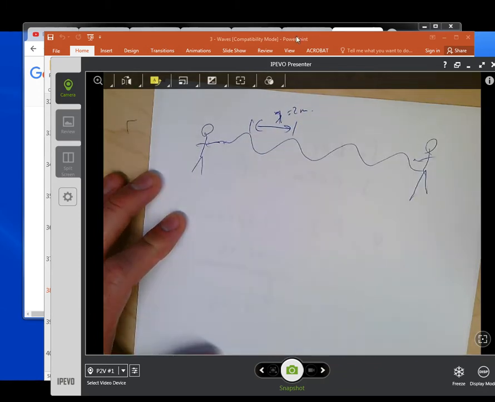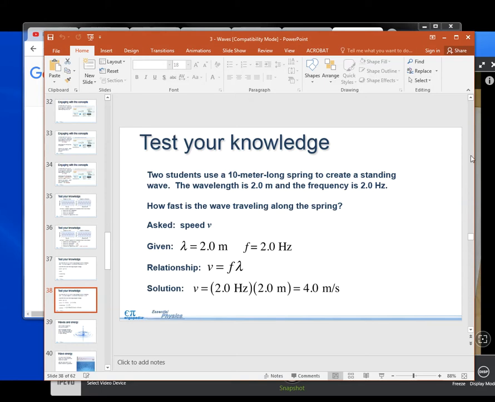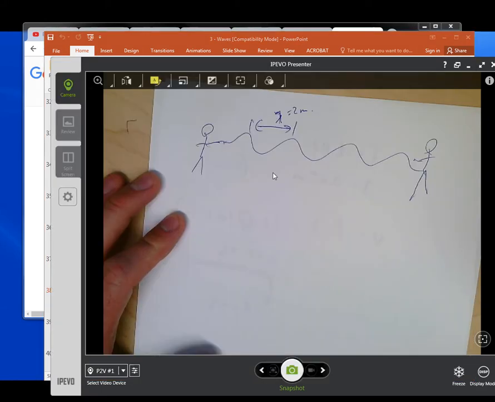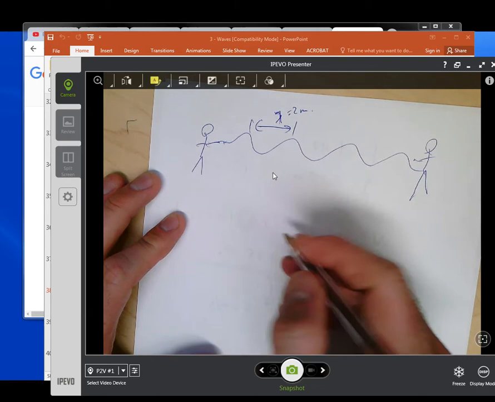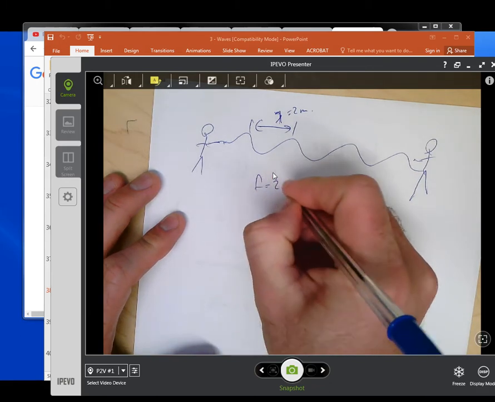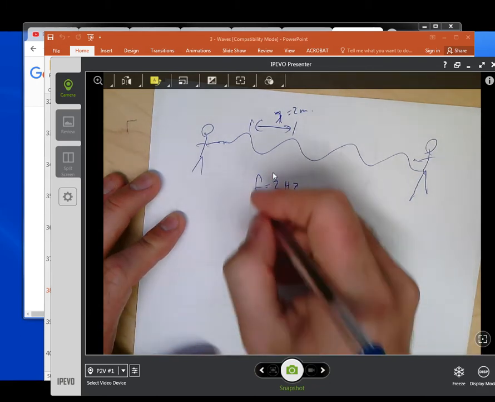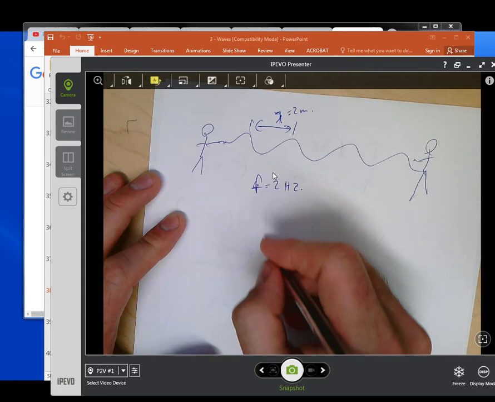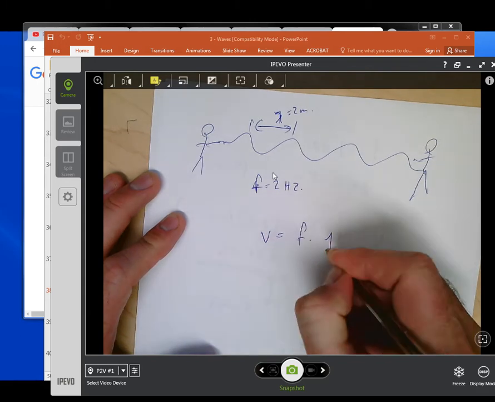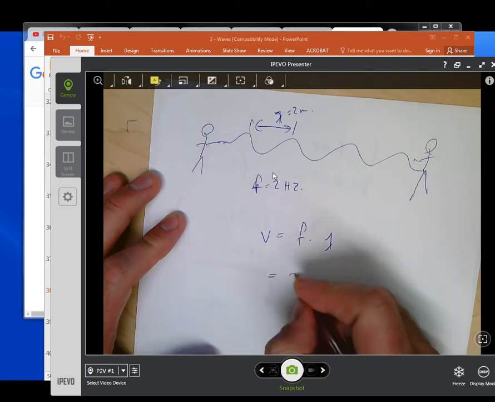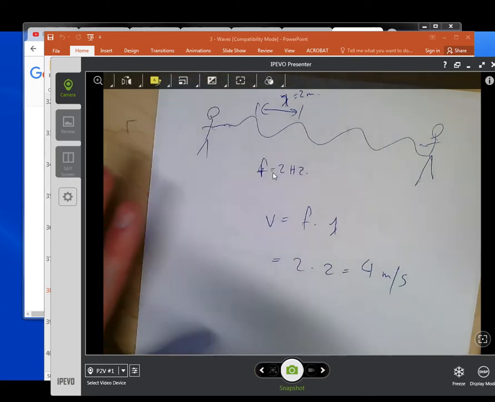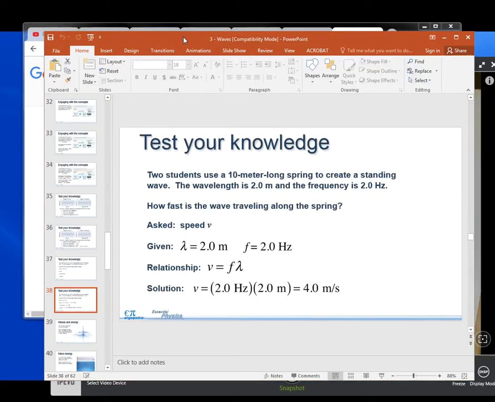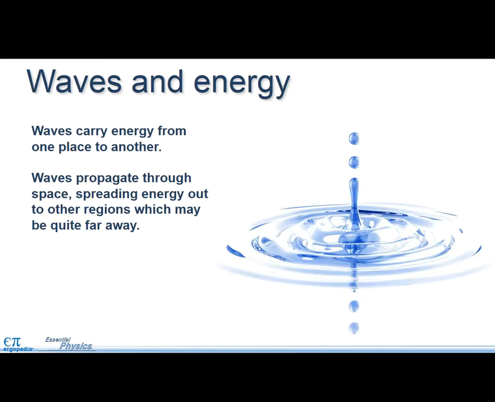And we can also say that if we were to watch these waves going by, there would be 2 going by per second. So the frequency is going to be 2 hertz. And so again, this is a straightforward problem where we really can just skip right to the formula and say v is equal to f times lambda, which is going to be 2 times 2, or in other words, 4 meters per second. Okay. Let's move on from that example.